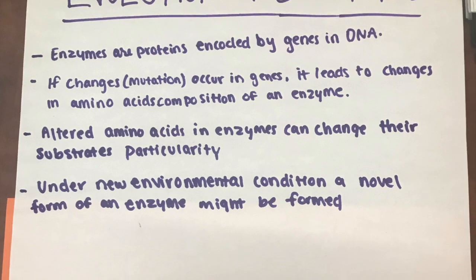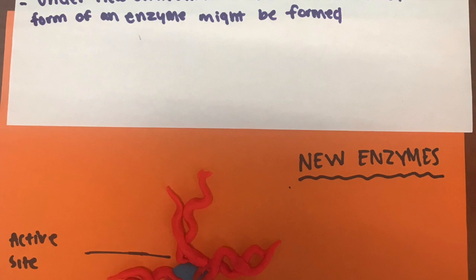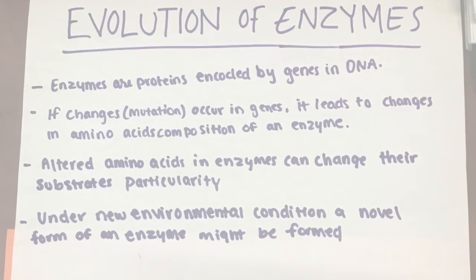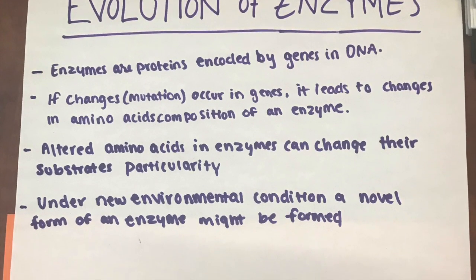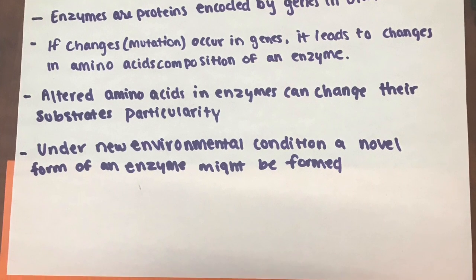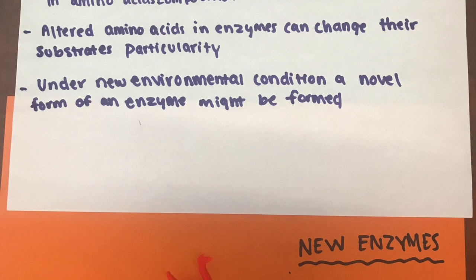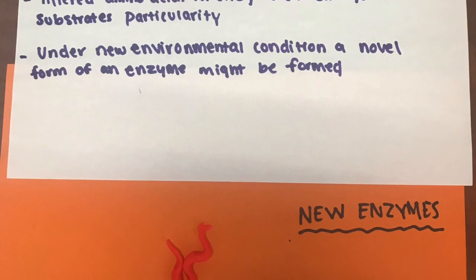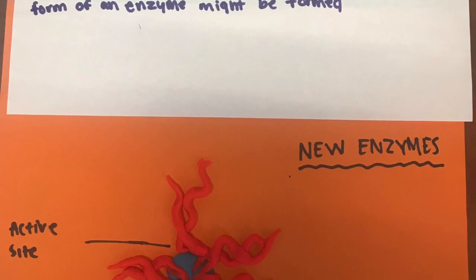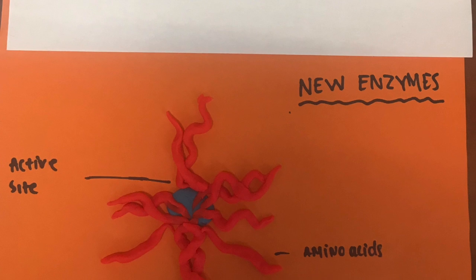So we move into the evolution of enzymes. Since enzymes are proteins encoded by genes in DNA, if changes or mutations occur in genes, it leads to changes in the amino acid composition or structure of enzymes. It can be both good and bad. Altered amino acid enzymes can change their substrate specificity, and this is how new enzymes evolve that catalyze different reactions with a new substrate. Under new environmental conditions, a novel form of enzyme might be formed or favored.